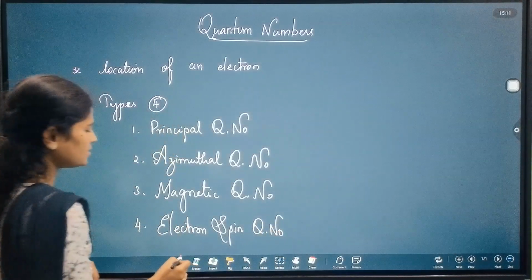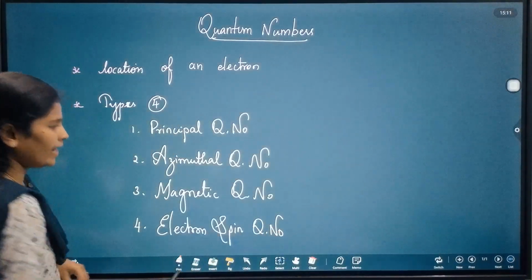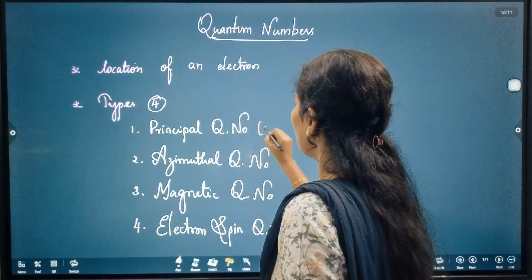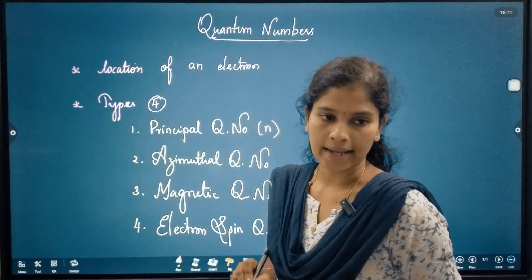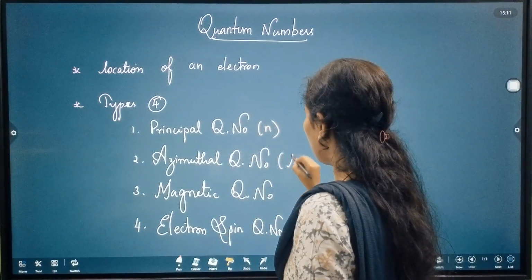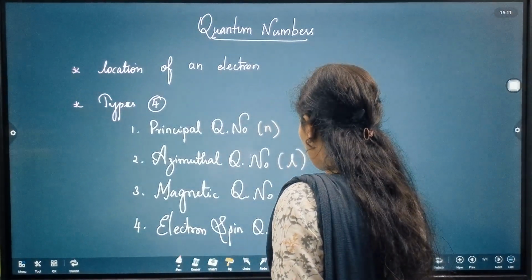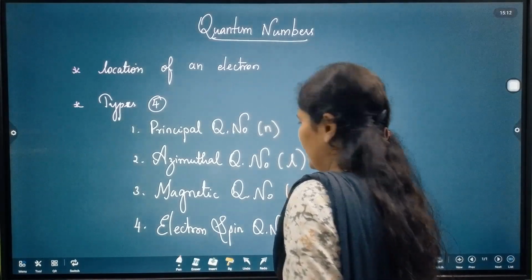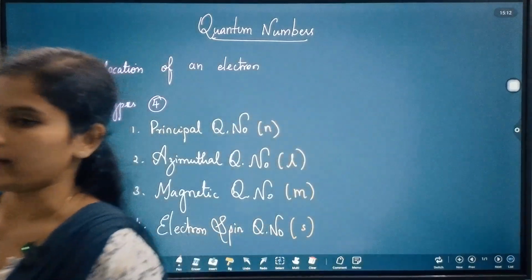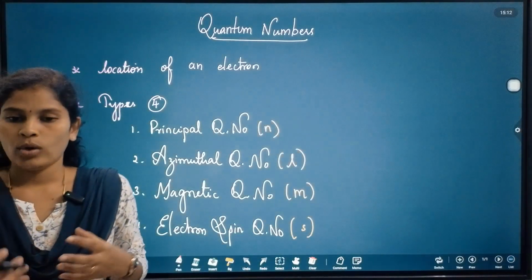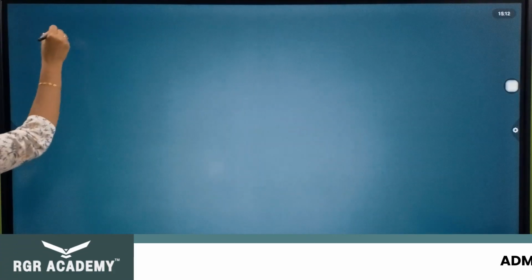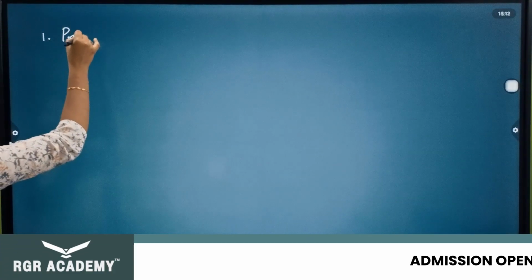Each has some alphabet for the representation. The first one, principal quantum number, is represented by the symbol n, the azimuthal quantum number by l, the magnetic quantum number by m, and the electron spin quantum number by s or ms. Like that we can represent them. We are going to discuss one by one the uses of the principal quantum number and the different types. First one, principal quantum number.